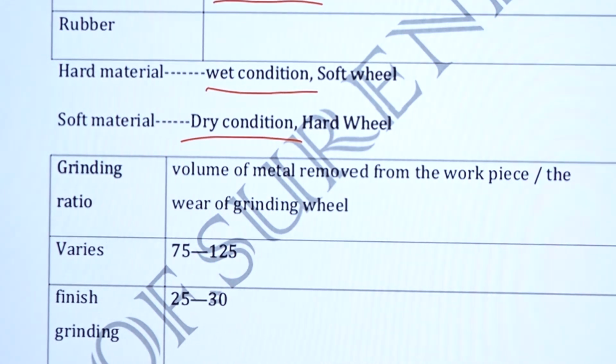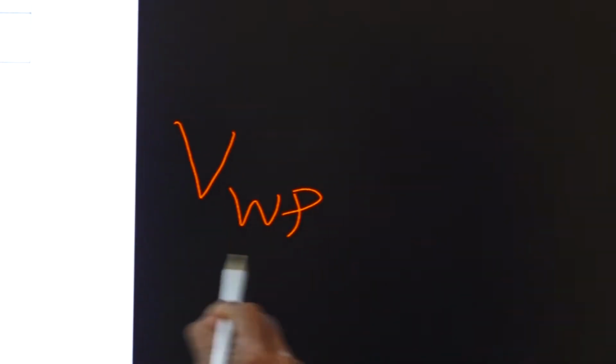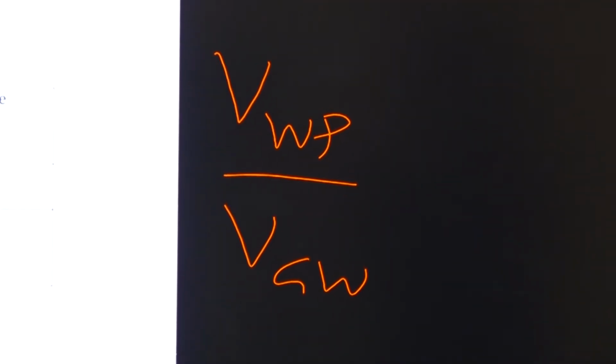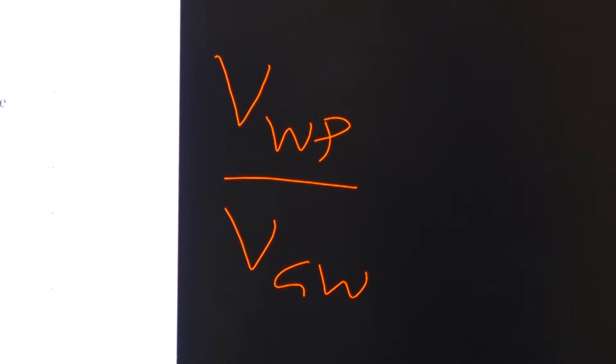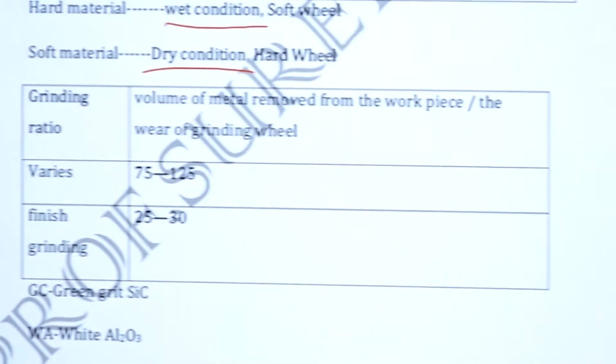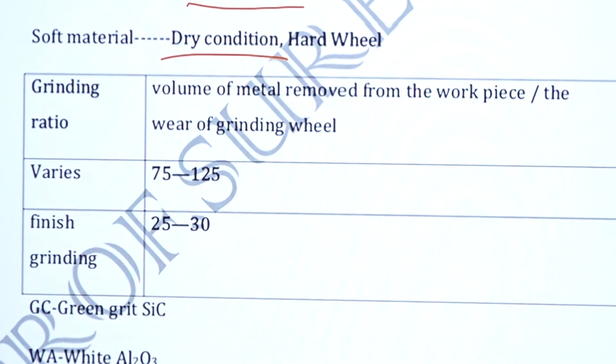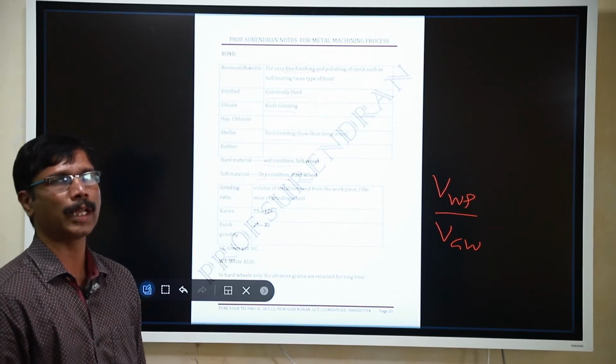So what do you mean by grinding ratio? It is the volume of metal removed from the workpiece to the volume of metal removed from the grinding wheel. So this is the grinding ratio. It varies from 75 to 125, which is its usual value. For finish grinding it is 25 to 30.